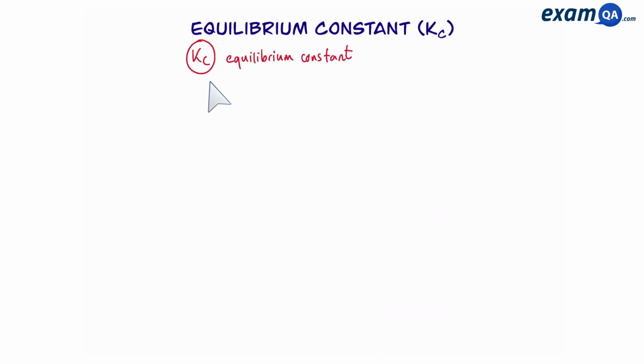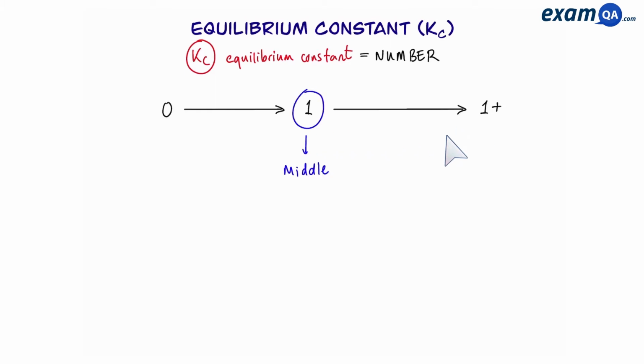So, the equilibrium constant is going to be a number, and this number will describe the position of the equilibrium. The number will fall anywhere on this scale: greater than 0 up to 1, and greater than 1. If the number is exactly 1, that means the position of the equilibrium is in the middle. So therefore, the concentration of reactants and products at equilibrium are the same.